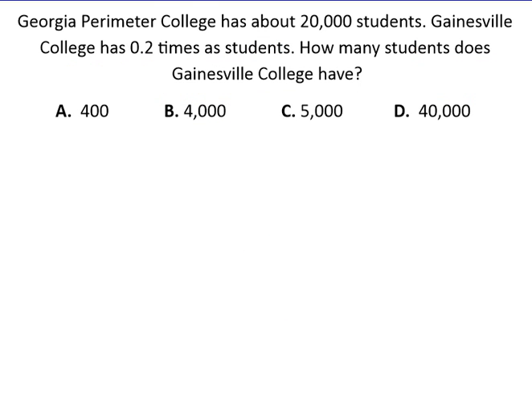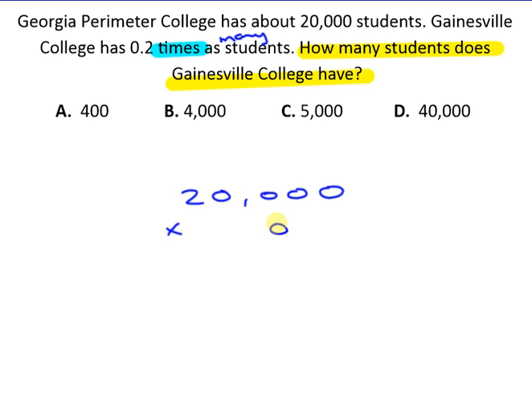All right, last problem. Georgia Perimeter College has about 20,000 students. Gainesville College has 0.2 times as, that should say, as many students. How many students does Gainesville College have? So let's go ahead and highlight our question. And determine our operation. And right here I see the word times, which tells me that I'm going to have to multiply. So I have 20,000 times 0.2.